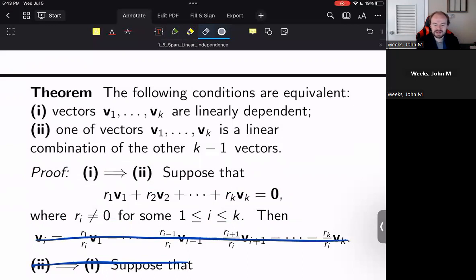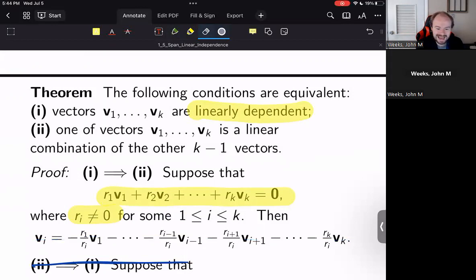Let's pick one of the vectors in this beginning linear dependence relationship in the 1 implies 2 direction. Let's pick one where something is not equal to 0, r sub i is not equal to 0. Now we know that there is some scalar multiple here that is not equal to 0 because we're starting by saying the vectors are linearly dependent. So there is a non-trivial solution here to this 0 vector. So we can ask for some r sub i to be not equal to 0. Well, what we're going to do is we're going to write all of the other vectors in terms of v sub i. And that's exactly what we do.